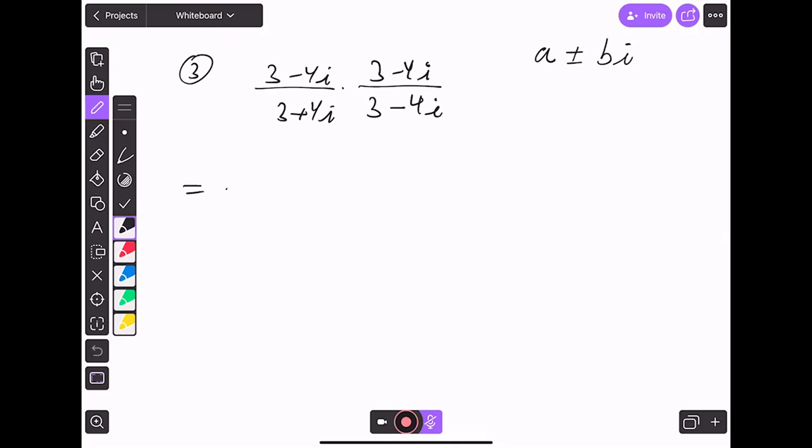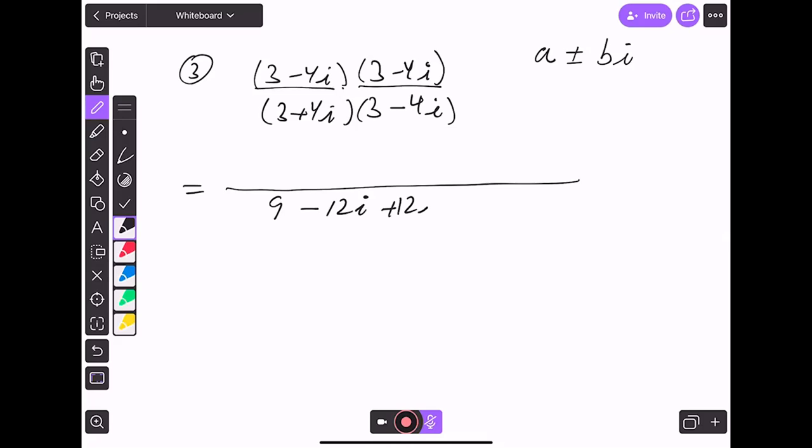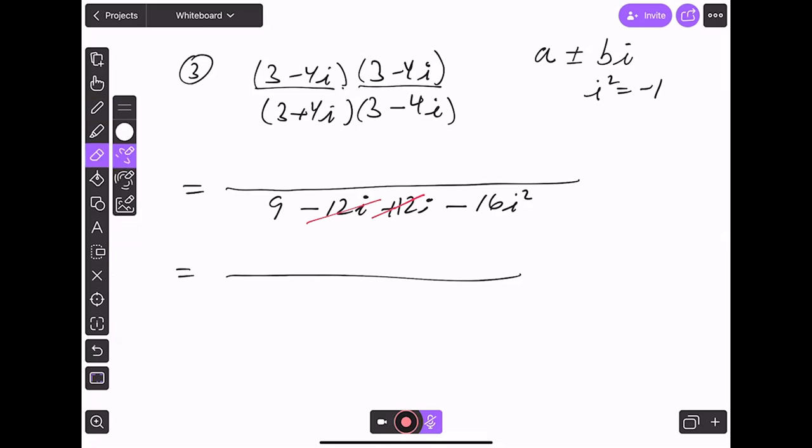I'm going to go through the work, and the work is a multiplication now. Things will work out nicely. Let's do the bottom. 3 times 3 is 9, minus 12i, plus 12i, minus 16i squared. You should recall that i squared is minus 1. So what do we get in the bottom? Well, what's nice about this? These disappear. And that's the point of using a conjugate. And you'd get 9 plus 16, which is 25.